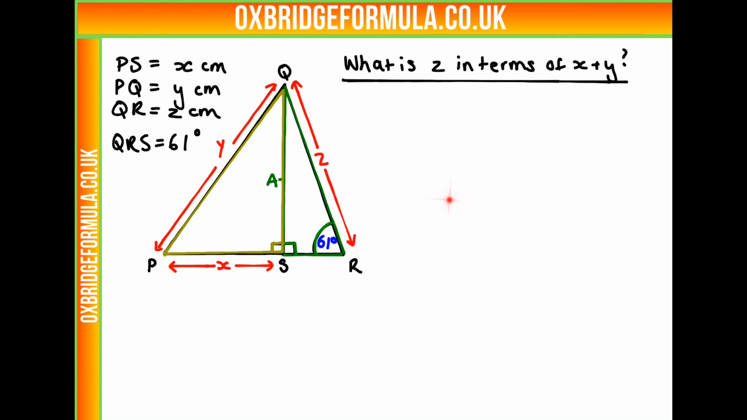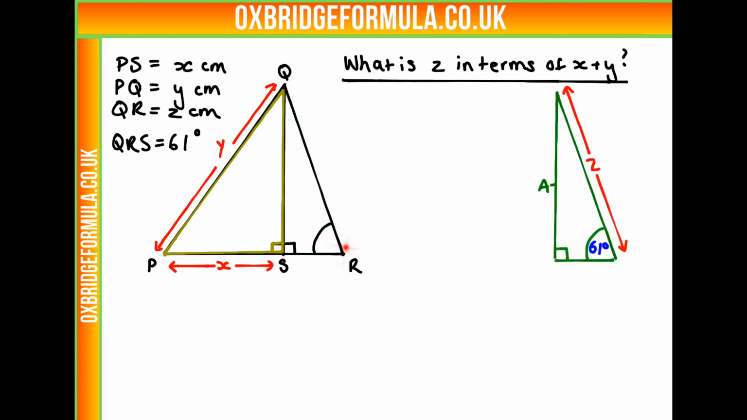So how are we going to work this out? Well, let's find an expression for z, first of all. So I'll move this half triangle over here. Let's find an expression for z. How would we go about that? Well, this is a right-angled triangle. So what do we know about these two sides? The one I've labelled A here and this one Z.